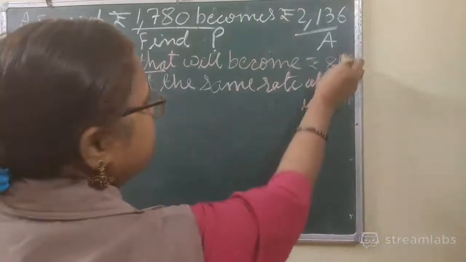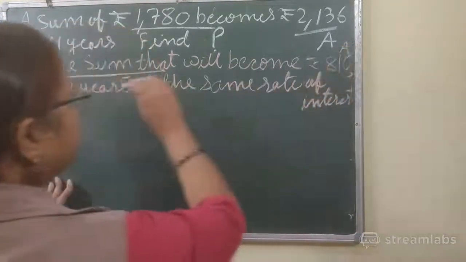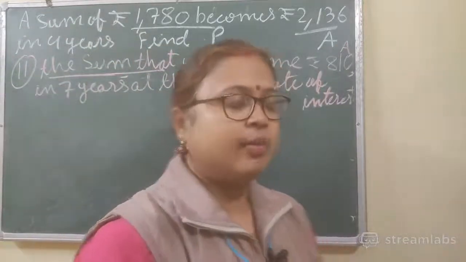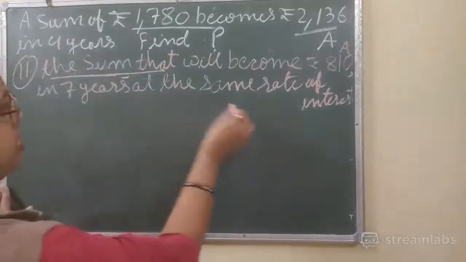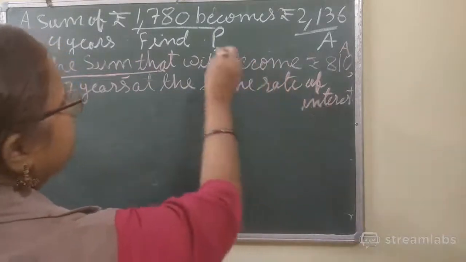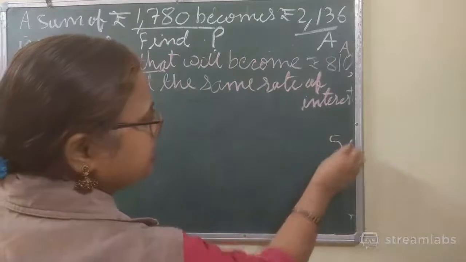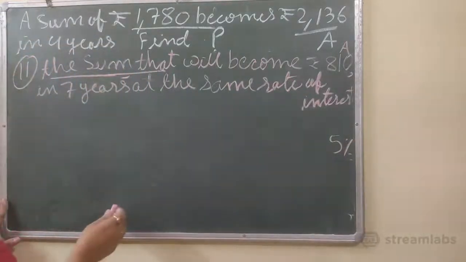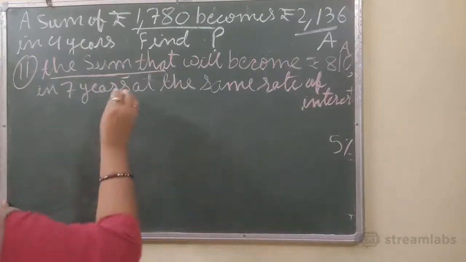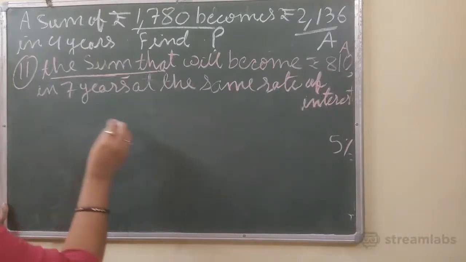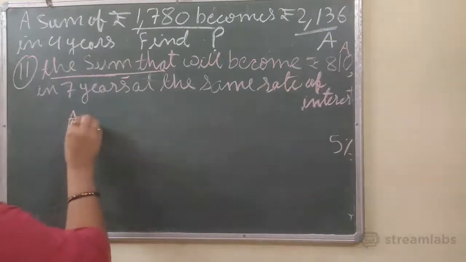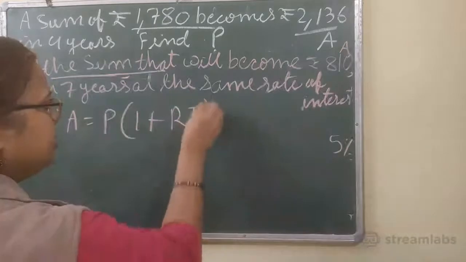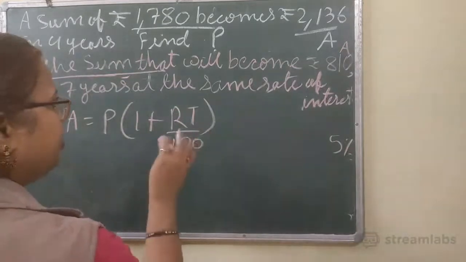This is your A amount, because a sum always changes into what? Yes, amount. So in 7 years at the same rate of interest, which was 5% in sub part 1, we have to find out the sum. One formula is here: A is equal to P(1 + RT/100). This is a very important formula.